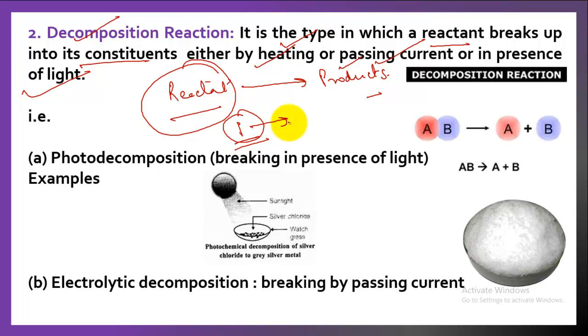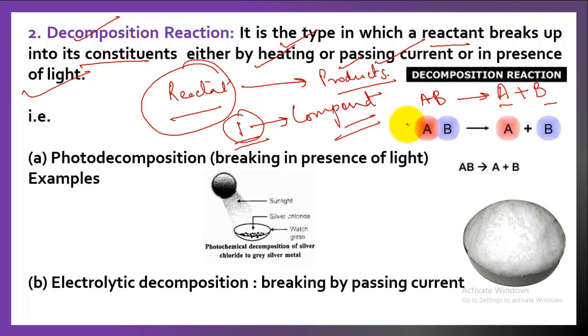And the nature of this reactant is that it will always be a compound, because only a compound can break up into its constituents. But products can be two or many. That means the minimum number of products will be two, and they can be more than that also. So the general equation for writing the decomposition reaction is like this: we have a compound AB, and under a specific condition it gets split into its constituents, that is A and B.